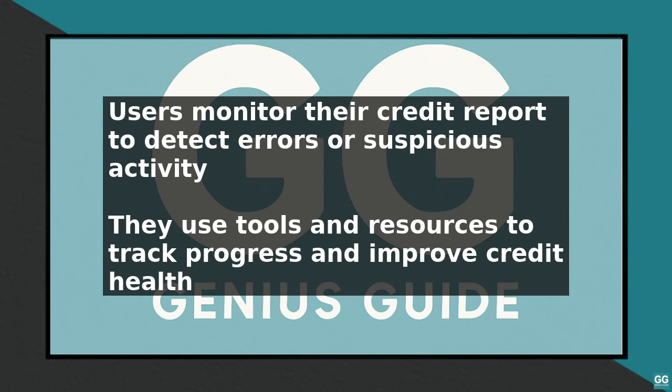Finally, users should regularly monitor their credit report to detect any errors or suspicious activity. They can also use the various tools and resources provided by Credit.com to track their credit progress, receive personalized recommendations, and improve their overall credit health. By following these steps and understanding the key components of the Credit.com sign-up process, individuals can take control of their credit information and make informed decisions to maintain good credit health.